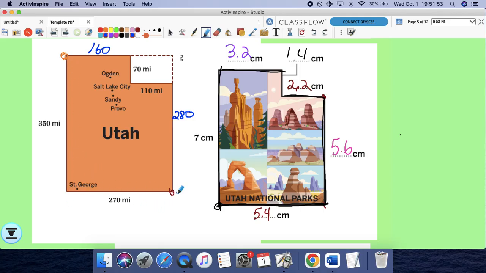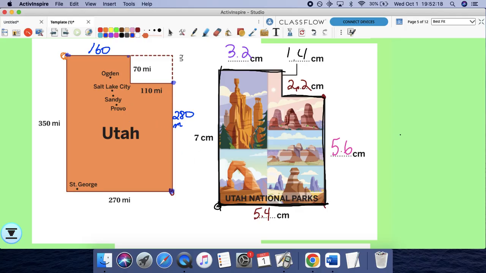This one is 270 miles. Going up here is 280. Well, 280 is from here actually to here, right? And then 160, 160 miles from here to here. So that's the real Utah, right? With the actual distances. And then we were asked to do a scale drawing of Utah in our notebooks.